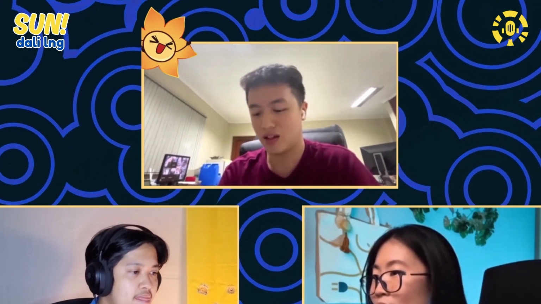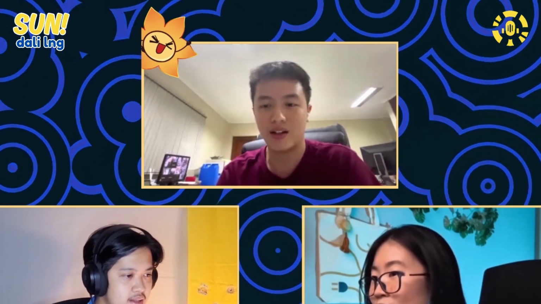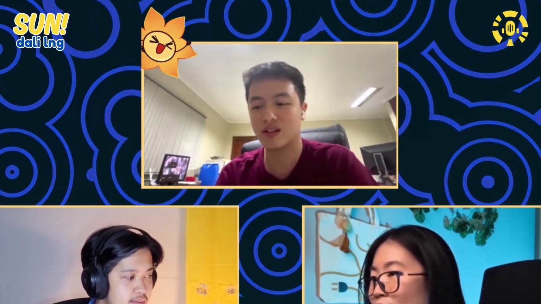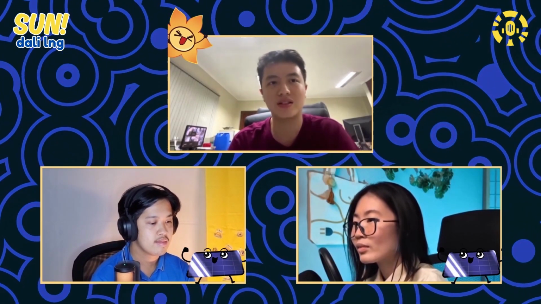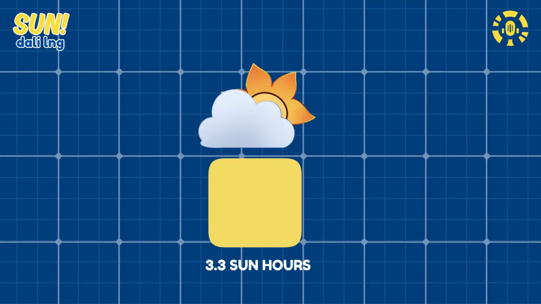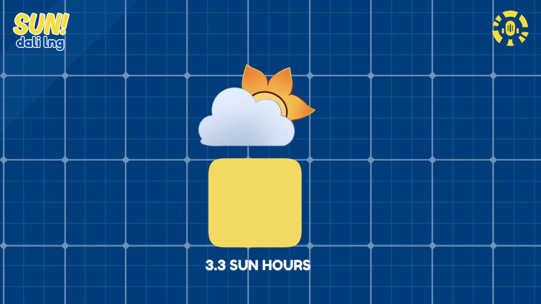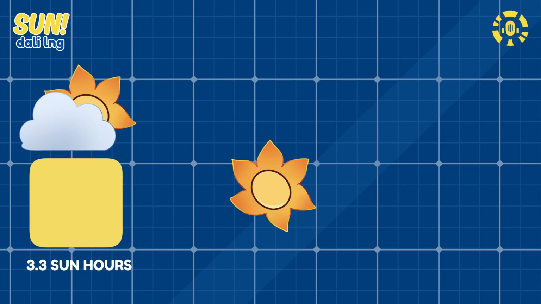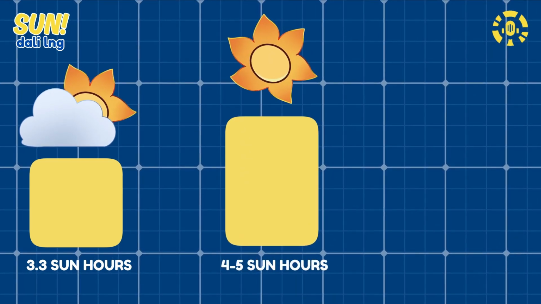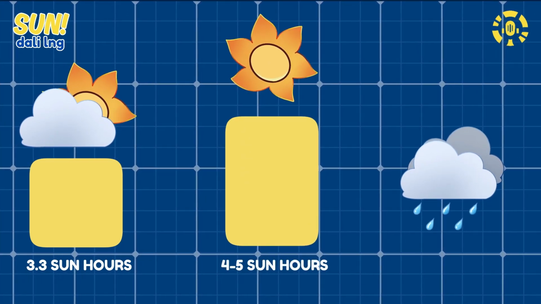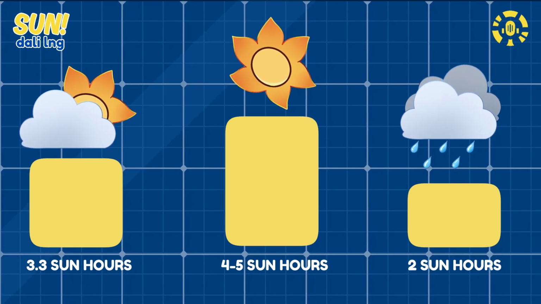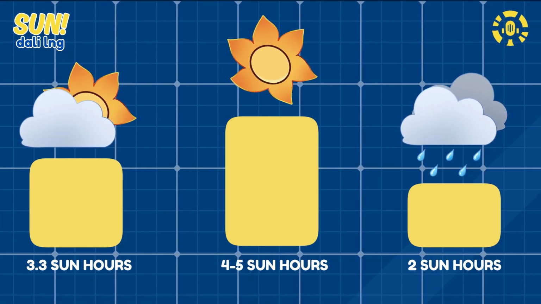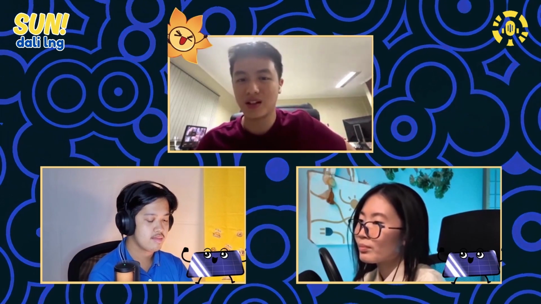Yeah, so it's direct sunlight. If you get days that are cloudy, it won't produce as much power. So on average, say you get 3.3 sun hours. During the summer times, it might be 4 or 5 hours, right? But during the rainy season, it might just be 2 sun hours. So it's a lot less. You get a lot less power for the day if it's raining. But it still does work.